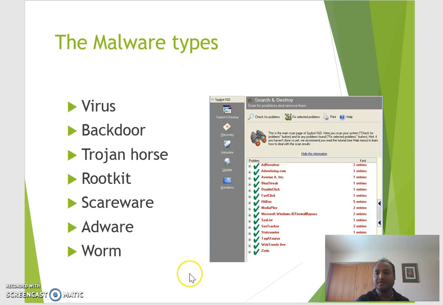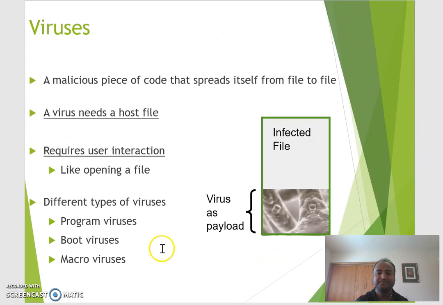Alright, so what are some of the malware types? The most common one, which everybody who uses a computer is very familiar with, is the virus. So virus is one of the top items for malware. The second in the list is the backdoor, then Trojan horse, rootkit, scareware, adware, and the worms. So we're going to start with the viruses.